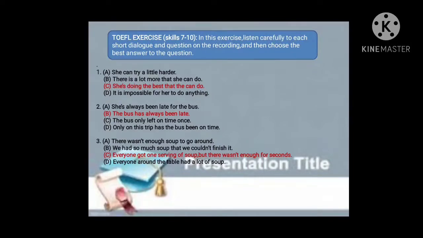Number 1. Do you think you could try a little harder? It's impossible for me to do more. What does the woman mean?